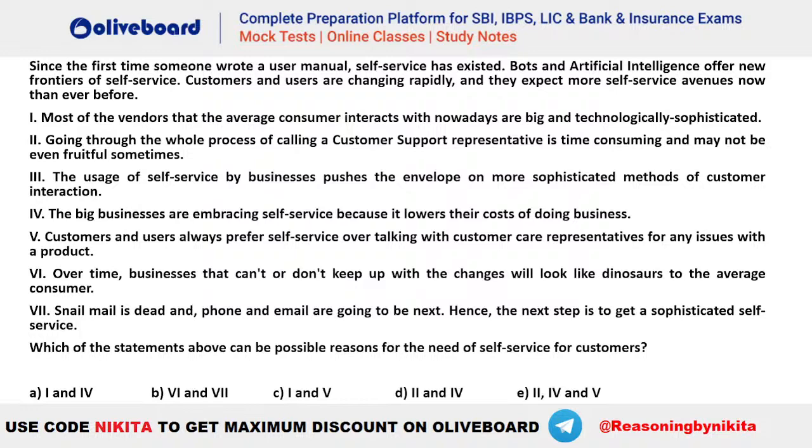Okay, let's quickly have a look at this particular information. Let's see what is given here. So the question is, which of the following can be a possible reason for the need of self-service for customers? Why is self-service for customers necessary? So we have to give a reason for that. Okay, what is the complete passage here? Since the first time someone wrote a user manual, self-service has existed. Bots and artificial intelligence offer new frontiers of self-service. Customers and users are changing rapidly and they expect more self-service avenues now than ever before. So here you can see that customers now want self-service.